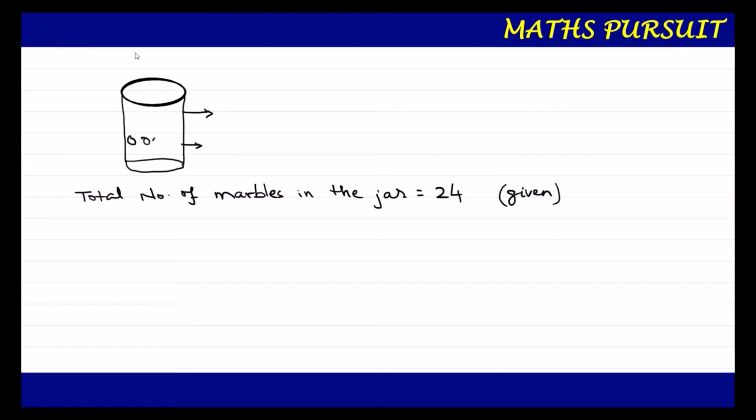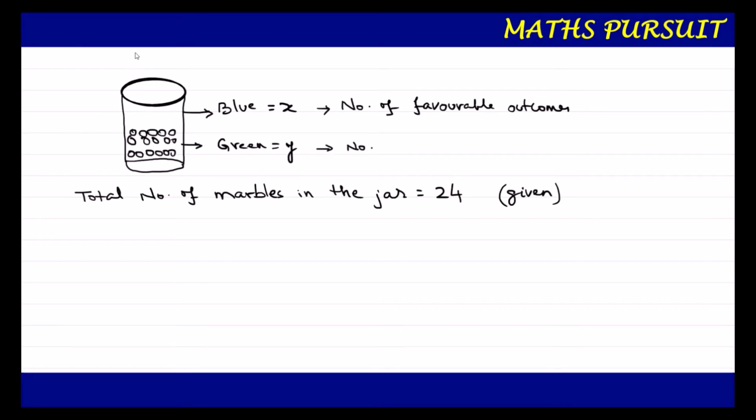So some marbles are here in this jar, marbles or balls or whatever it may be. For the blue marbles, we do not know the number, so let it be X, and for the green marbles, we do not know the number, so let it be Y. X is going to be the number of favorable outcomes in the case of blue marbles, and Y is going to be the number of favorable outcomes for the case of green marbles.